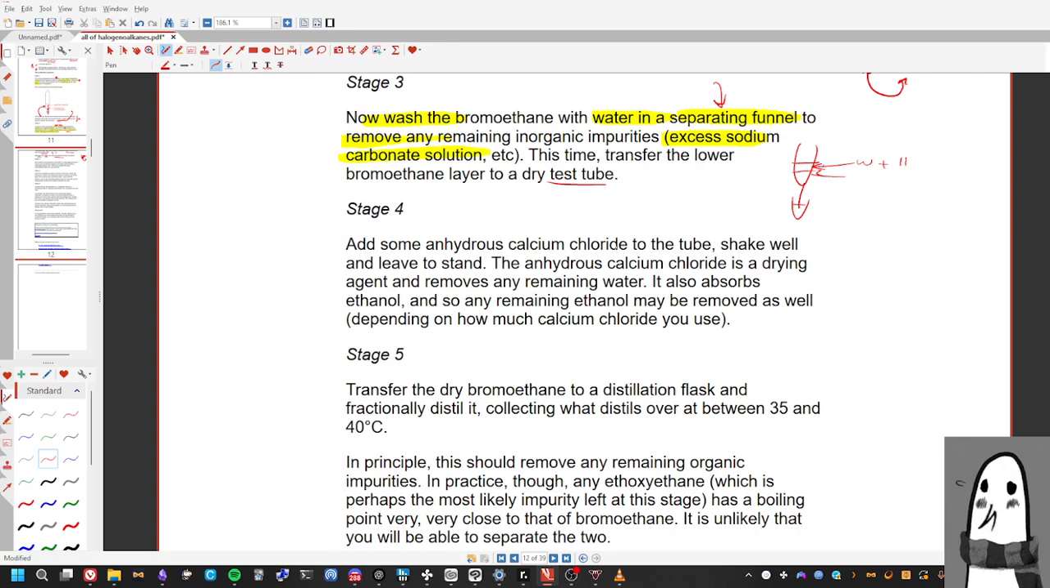Add some anhydrous calcium chloride to the tube. So into the tube you want to add anhydrous calcium chloride. It's going to be like a salt. Shake well and leave to stand. The anhydrous calcium chloride is a drying agent and removes any remaining water. It also absorbs ethanol, and so any remaining ethanol may be removed as well, depending on how much calcium chloride you use. So it removes impurities such as the remaining water. It also removes any other impurities such as ethanol, and this happens because it's a drying agent.